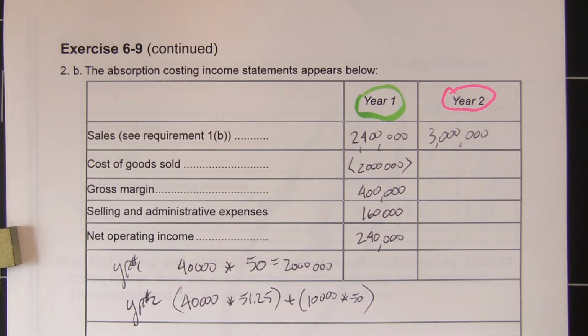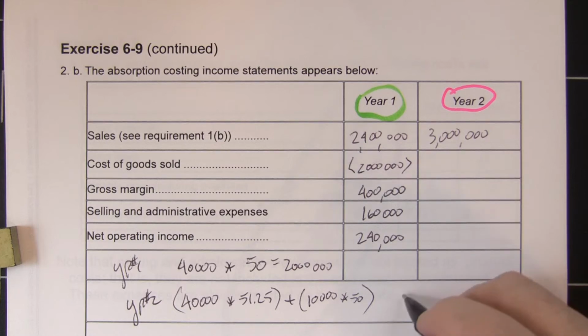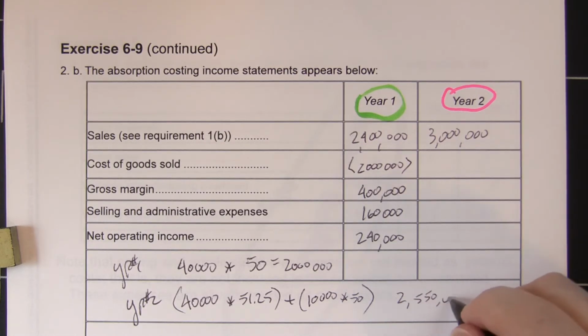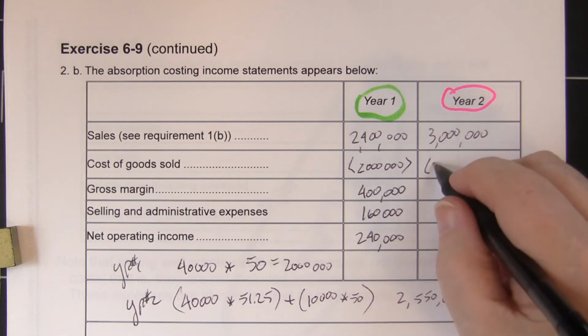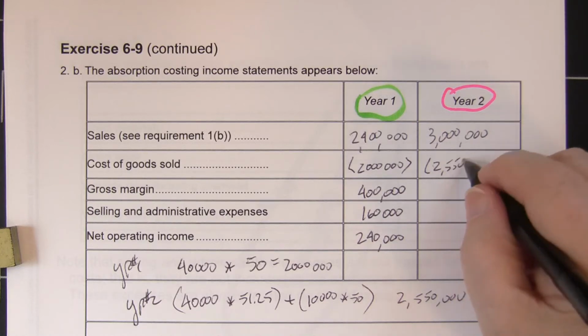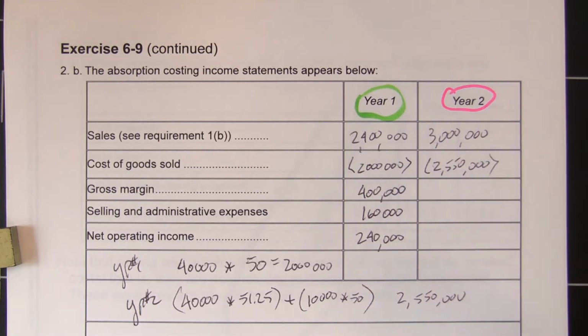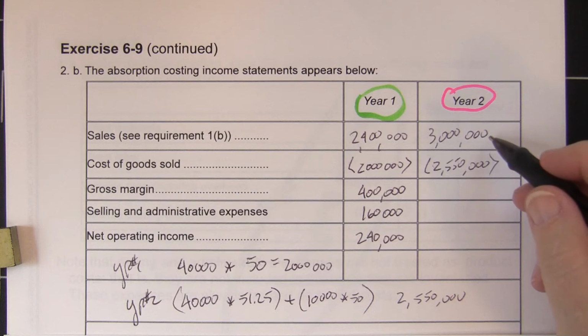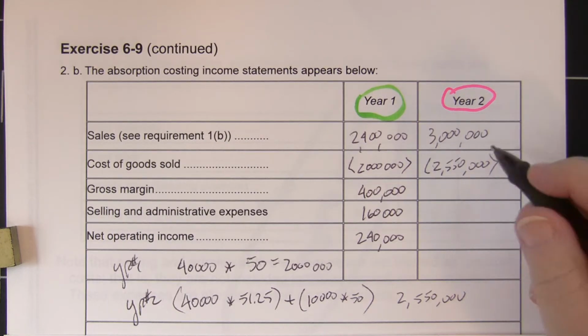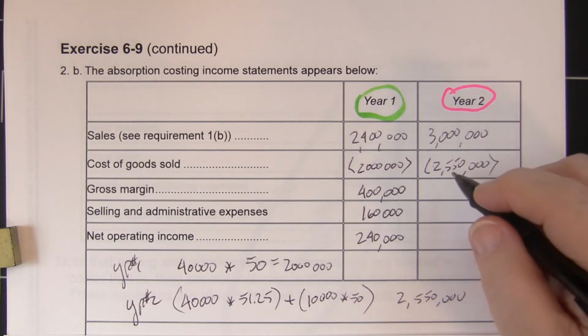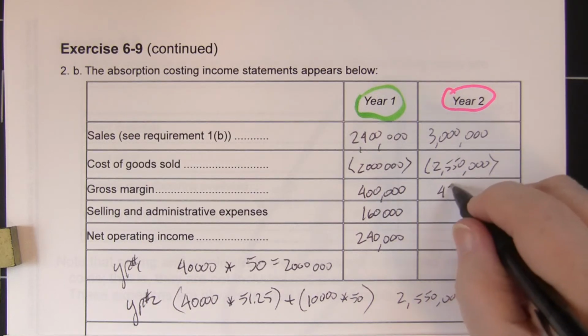It's kind of like the LIFO FIFO thing. You just have to remember to do it. When you do that, that comes to $2,550,000 as the cost of goods sold. Now the gross margin is the 3 million minus the 2.55 million gives us 450,000.